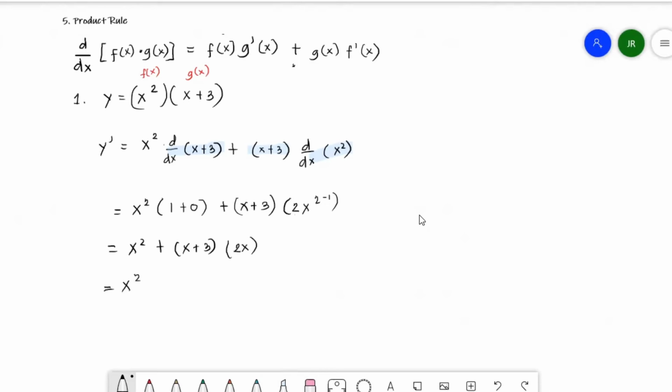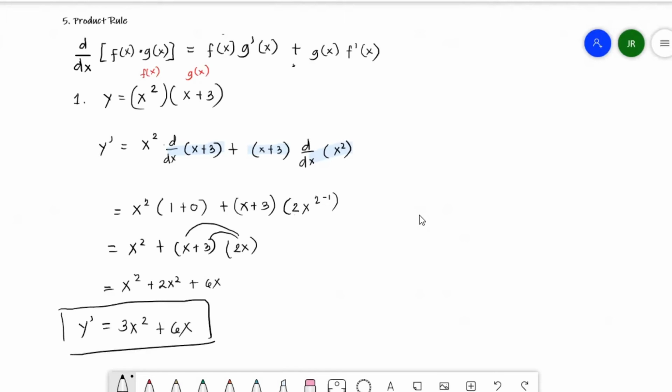This 2x multiplied by x plus 3, pwede pa natin siyang i-multiply. So 2x times x is equal to 2x squared. 2x times 3 is equal to 6x. We can still combine x squared and 2x squared since they are like terms. So x squared plus 2x squared is 3x squared plus 6x. So this is the derivative of the given function.